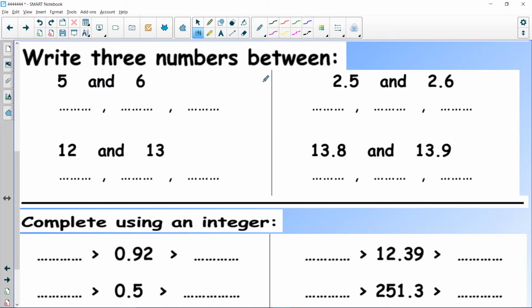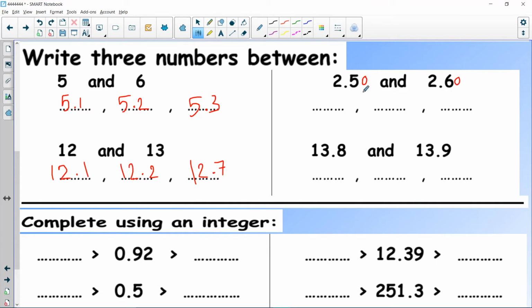Write 3 numbers between 5 and 6. 5.1, 5.2, 5.3. Between 12 and 13: 12.1, 12.2, 12.7 or 8 or 9 or any digit. 2.5 and 2.6. After 2.5, 2.6. Here I will add 2 zeros.